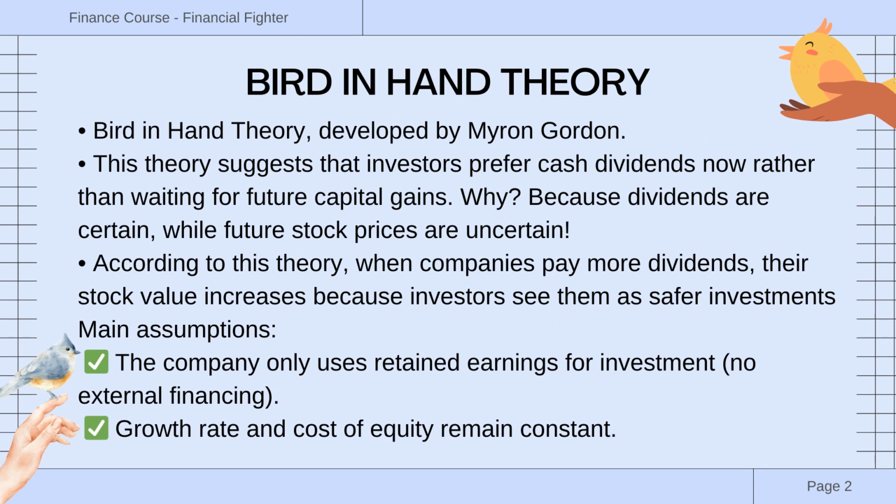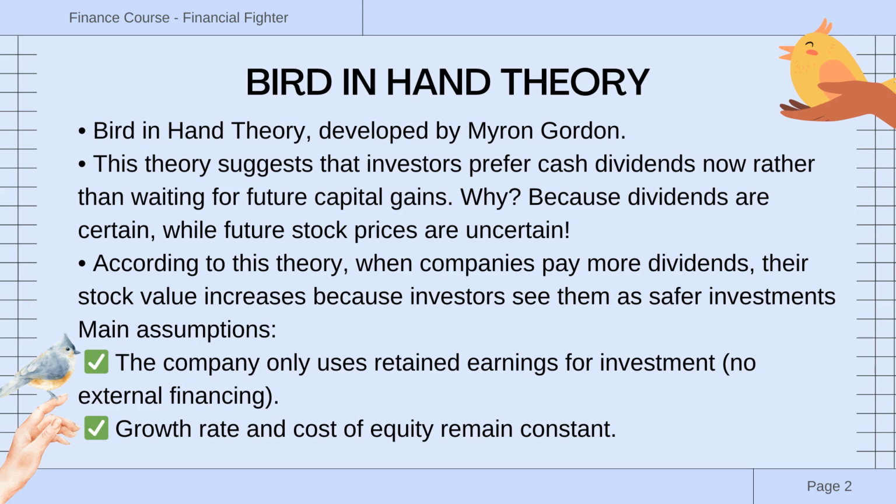Bird-in-hand theory, Myron Gordon. Now, let's talk about the bird-in-hand theory developed by Myron Gordon. Have you heard the saying, "a bird in the hand is worth two in the bush"? This theory suggests that investors prefer cash dividends now rather than waiting for future capital gains. Why? Because dividends are certain, while future stock prices are uncertain. So, according to this theory, when companies pay more dividends, their stock value increases because investors see them as safer investments.